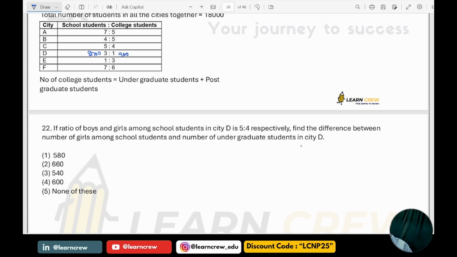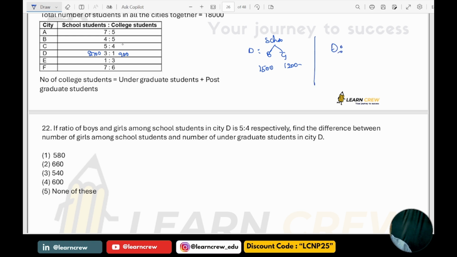Okay, now the ratio of boys to girls in city D school, boys to girls is 5:4. 9 parts is 2700. Each part is 300. So boys are 1500 and girls are 1200. Girls are 1200.